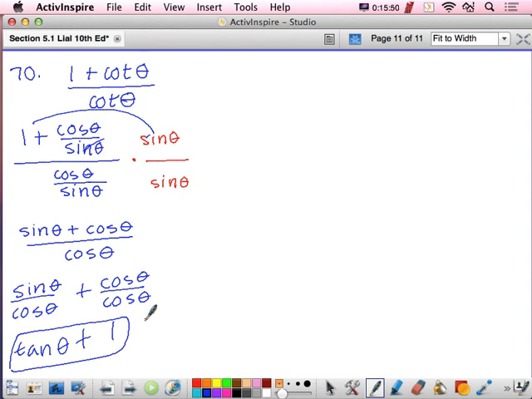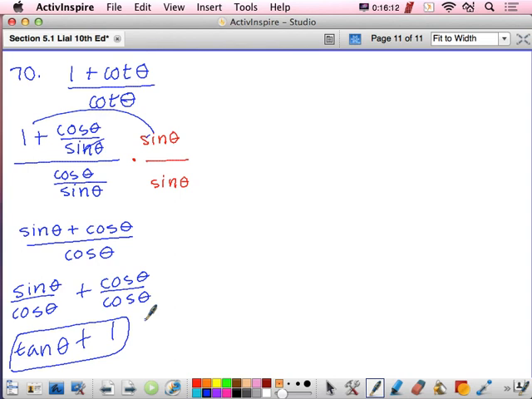Alright, one more time, look at this. We started with 1 plus cotangent over cotangent. And we just proved that it must be equal to tangent of theta plus 1. Turns out there are lots of things in trig that are equal that you would never think are equal. And we're going to spend a lot of time playing with that in section 5.2. Do you guys need to ask a question about this one?